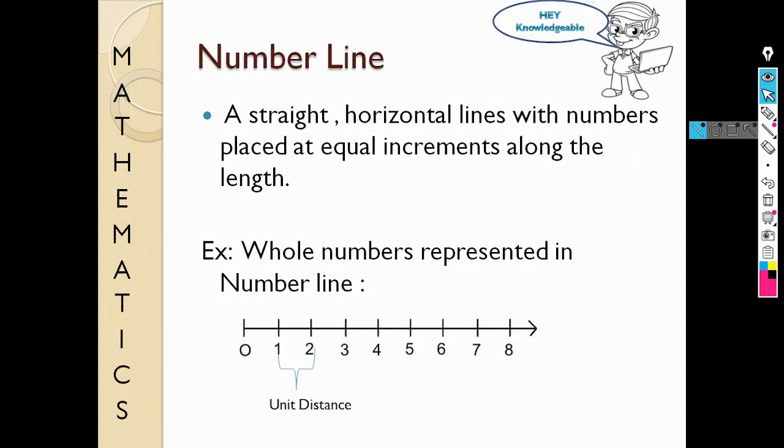Coming to the number line, what is a number line? This is a straight horizontal line with numbers placed at equal increments along the length. If you see the diagram, in this line the numbers like 0, 1, 2, 3, and so on are placed on this line. And you can see that the distance between 0 and 1 is the same as the distance between 1 and 2 and the same as the distance between 2 and 3. These distances are called unit distance.